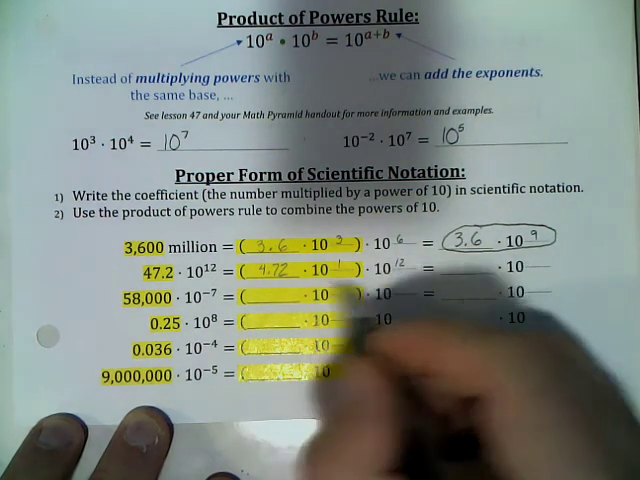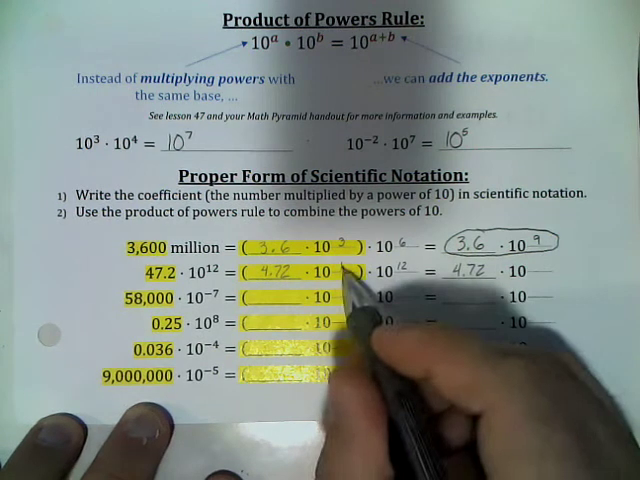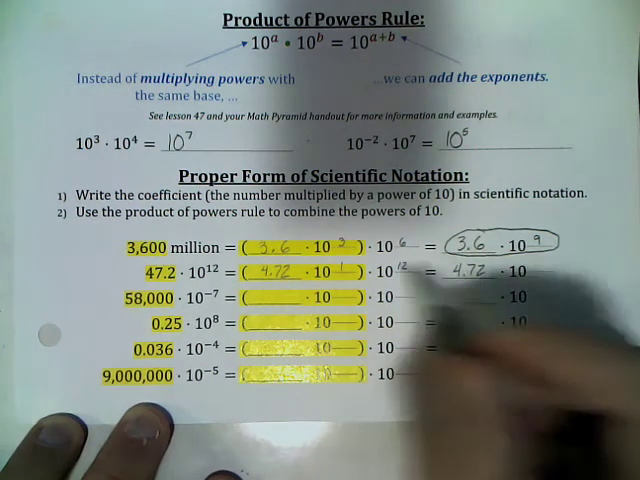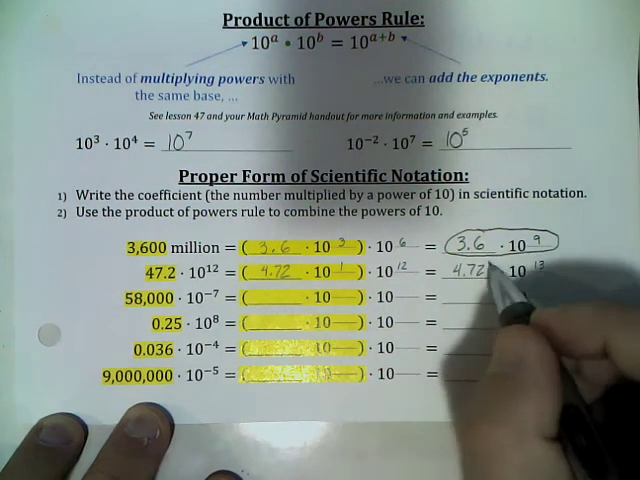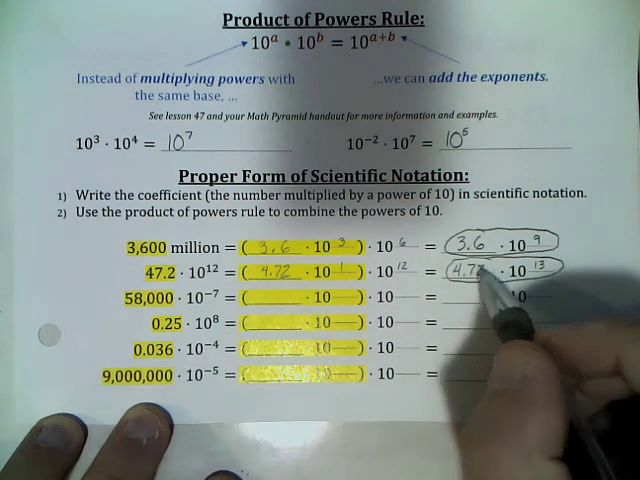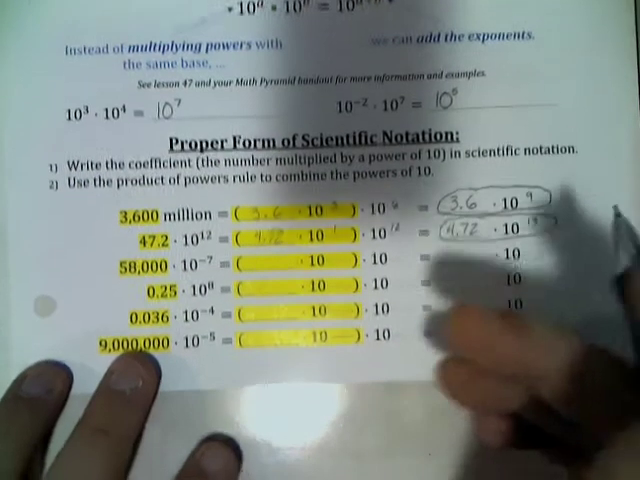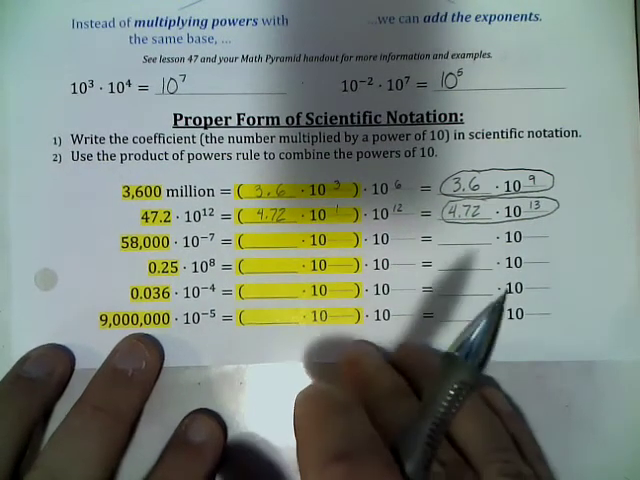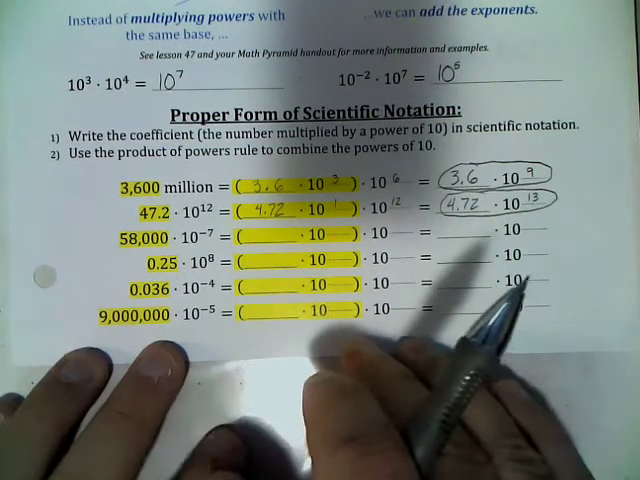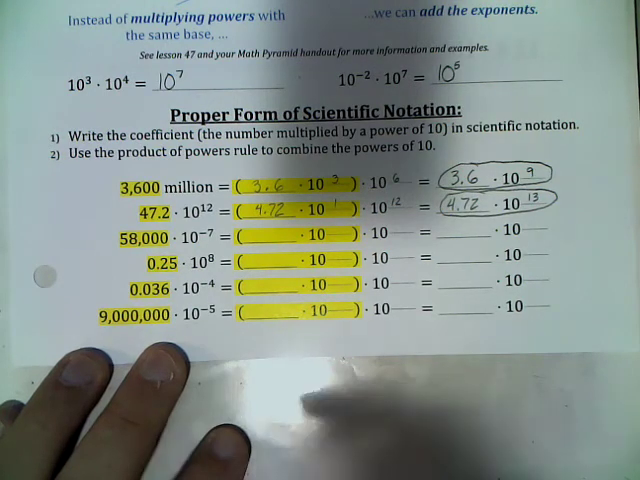Now I'm going to combine these, so I'll still have my 4.72. But now 10 to the 1st times 10 to the 12th, well, 1 plus 12 is 13. So in proper scientific notation, this is 4.72 times 10 to the 13th power. Ladies and gentlemen, as you start feeling more and more comfortable with these, I recommend that you pause the video and give them a shot and then press play again and see how you did. I'm going to keep moving through them though.